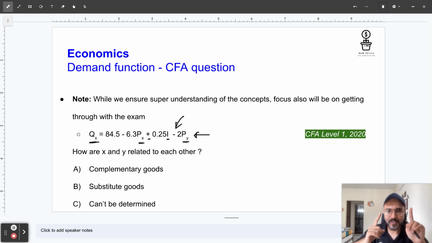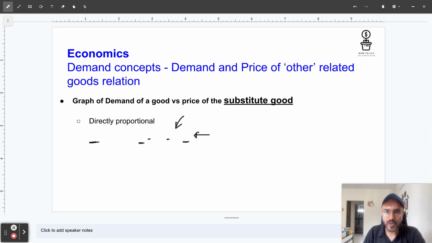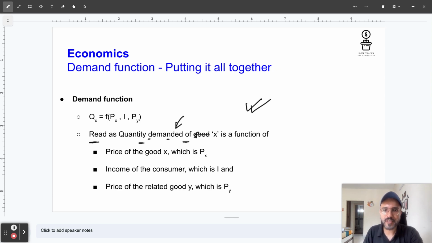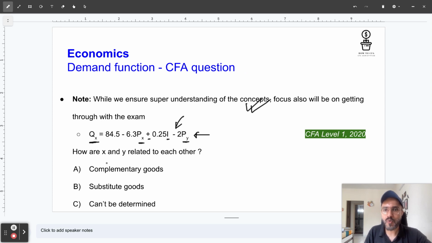So, what kind of product is this? Let's go back. What did we see? In case of a complementary good, we saw that there is an inverse relation between the price of the complementary good and the quantity. So in this case the question is very, very easy. The question says how are X and Y related to each other, and the answer is complementary good, because complementary goods are inversely related, right?